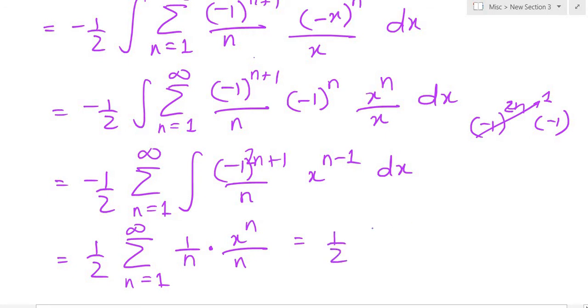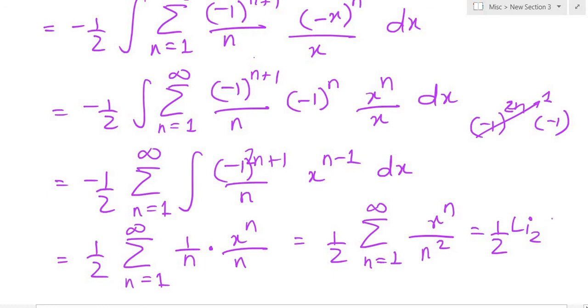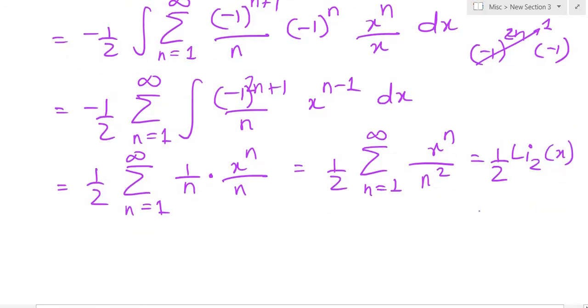We have half times the sum from n equals 1 to infinity of x to the n over n squared. And now the best part is this is half of the dilogarithm of x, or you can say the Spence's function. Well, great. We have our I2.